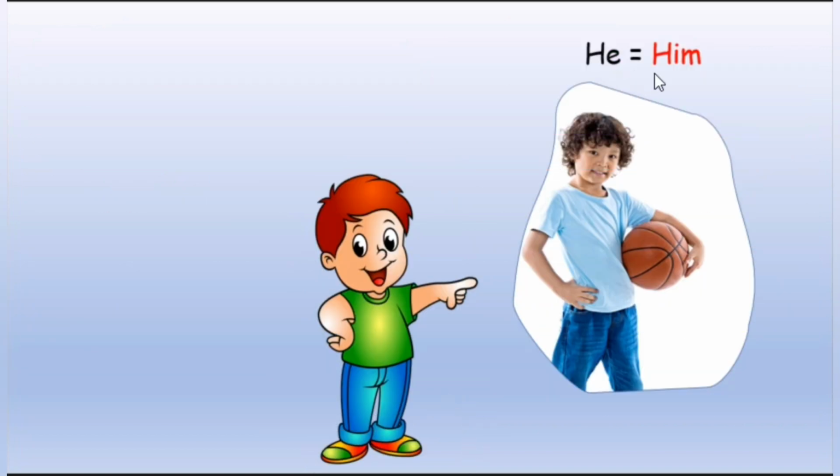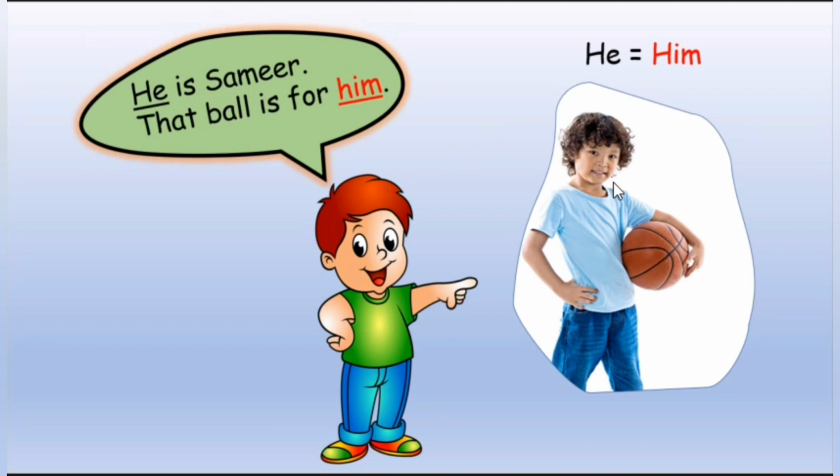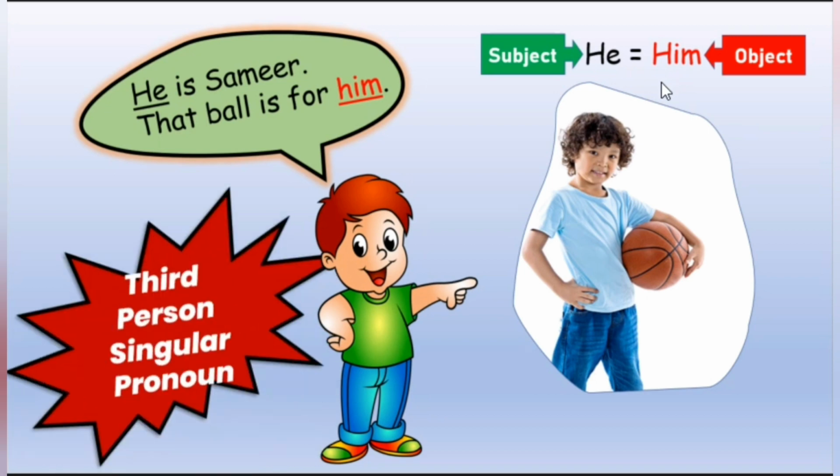Next is he and him. He is Samir. That ball is for him. Here this he is the subject and him is the object. So he is a subject pronoun and him is an object pronoun. And this he is a third person singular pronoun. We use he and him when we want to talk about a singular male.